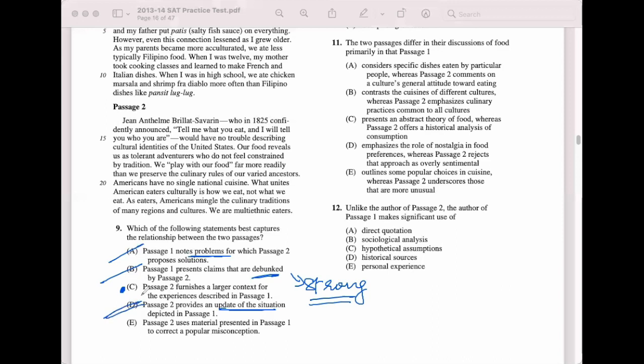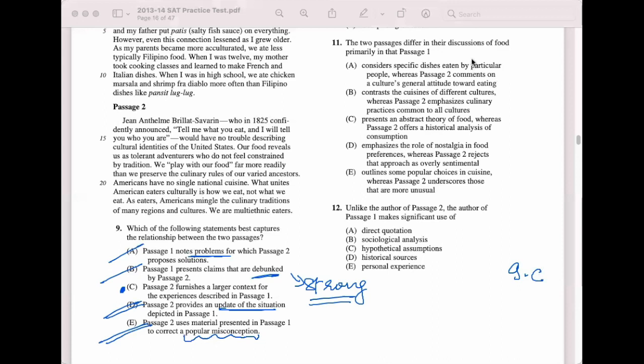Option E, passage 2 uses material presented in passage 1 to correct a popular misconception. First of all, the way the second passage is written, it doesn't sound like it is trying to correct anything, right? It is not saying that what is thought or what is believed is wrong, and this is what is the right thing to believe. So this correcting a popular misconception does not really fit with what the second passage does. So, right, I like C. I think C is a good neutral answer that captures the relationship. So let's write C for question 9.